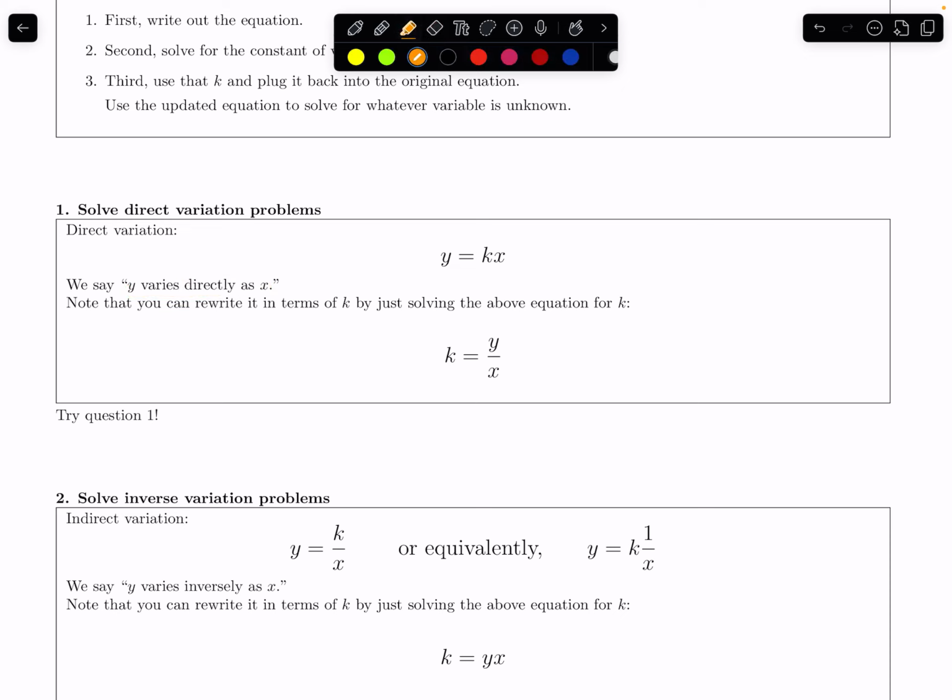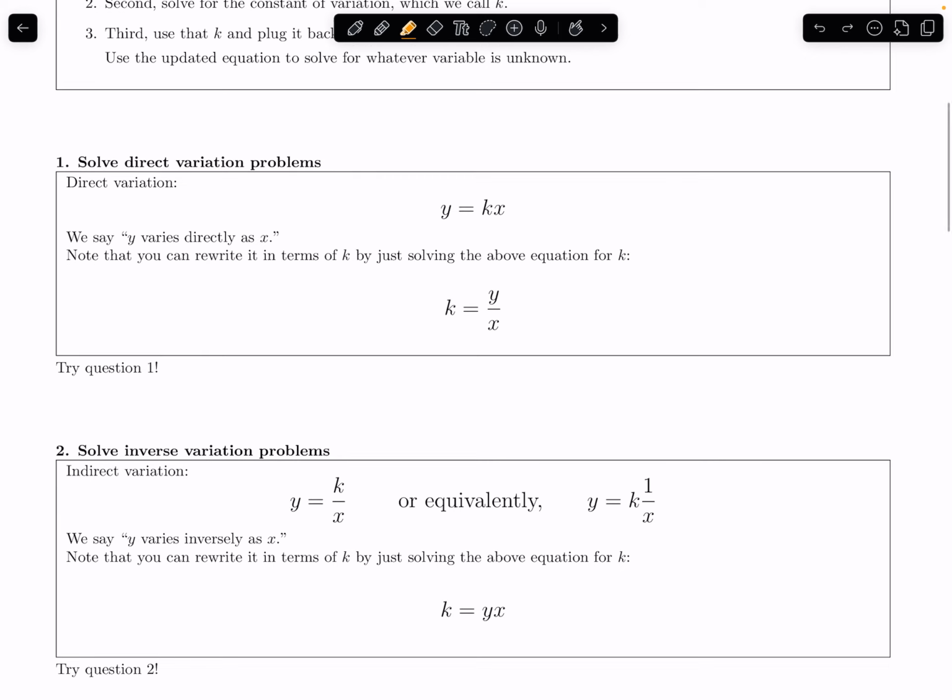Know that you can also rewrite this equation. If you take this equation and solve for k, you divide both sides by x, and you get y over x equals k. So keep in mind, you can always solve for k, which oftentimes you have to do because you want to know what k is. That's typically how these variation questions go. You're given different values for x and y, and you use that to figure out what your k is. Once you figure out k, you can plug it back into your original equation and then solve for the missing piece. Okay, so let's try question 1.